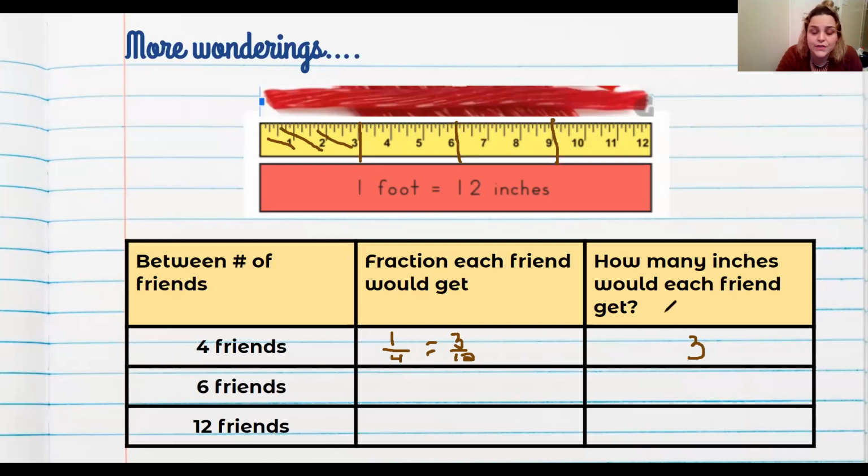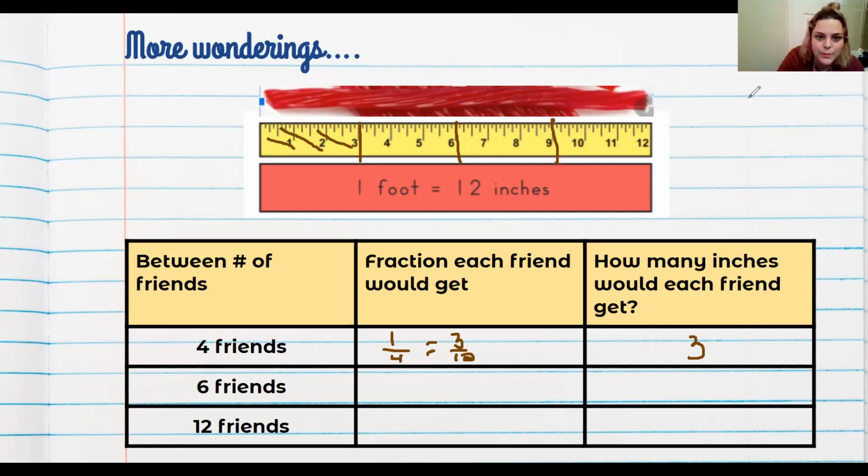Let's do a different color for 6 friends. Let's do blue this time. I'm gonna keep the old drawing so you guys can see it. So now between 6 friends, I have 12 inches in total, and I have to divide it or share it between 6 friends. So 12 divided by 6 would mean that each friend would get 2 inches.